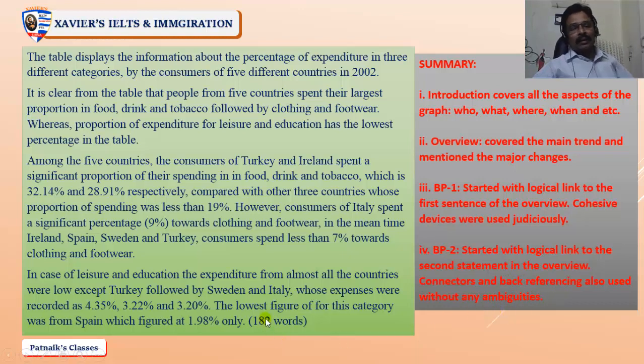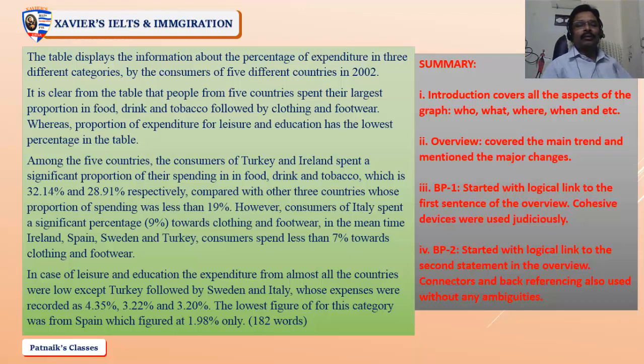Connectors and back referencing were also used without any ambiguities. Remember, while using back reference, that is what I told here, the lowest figure for this category, right? For this category, it should be clear. It must be clear to the examiner which category I'm talking about here, right? So this paragraph started with the words, in case of leisure and education. That means I'm talking about the leisure and education category. So this category refers to leisure and education, right? So this is totally clear, no ambiguity, no doubts. So this way we have to plan our writing.